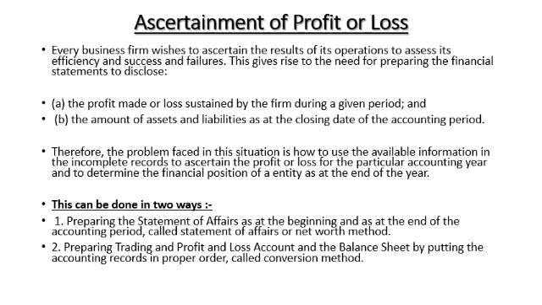Number two, preparing the trading and profit and loss account and the balance sheet by putting the accounting records in proper order, called the conversion method. It means that you have two systems to calculate the profit and loss: number one is the statement of affairs method and the second is the conversion method. As the conversion method is not in your syllabus this year, only the statement of affairs method will be discussed here.